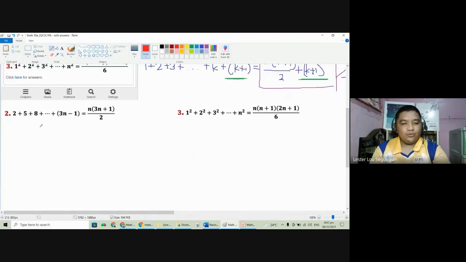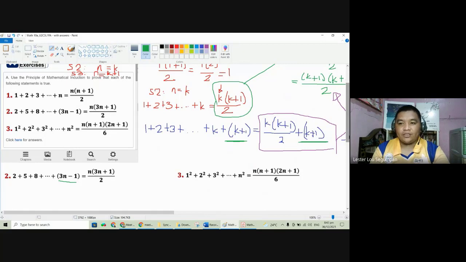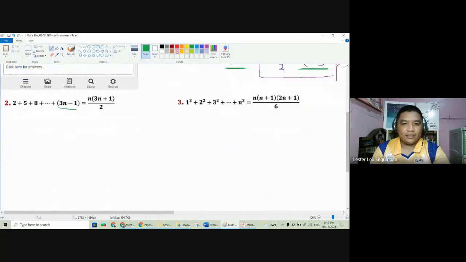For number 2, we may have a little bit of setback here as our value here is not just n, it's now 3n minus 1. So how do we do this? Step by step. Step 1, we need to show that it's true when n is equal to 1. Again, we need to show that if we're going to substitute 1 in this expression in the right hand side, it should return to the first value here.